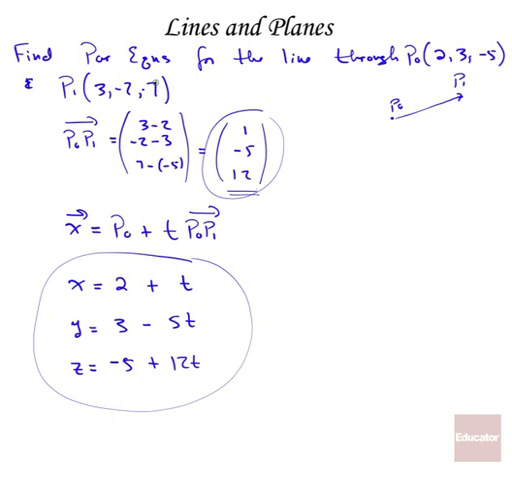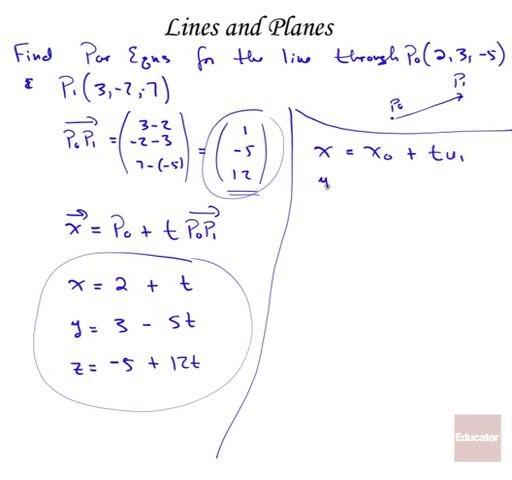Okay, let's do something here. Make some room. Let me rewrite. So we have x equals some x sub 0 plus t u1. y is equal to y sub 0 plus t u2. And z is equal to z sub 0 plus t u3. That's all we've done here. This is just a generalized version. Now t is the same. t is always going to be the same here.